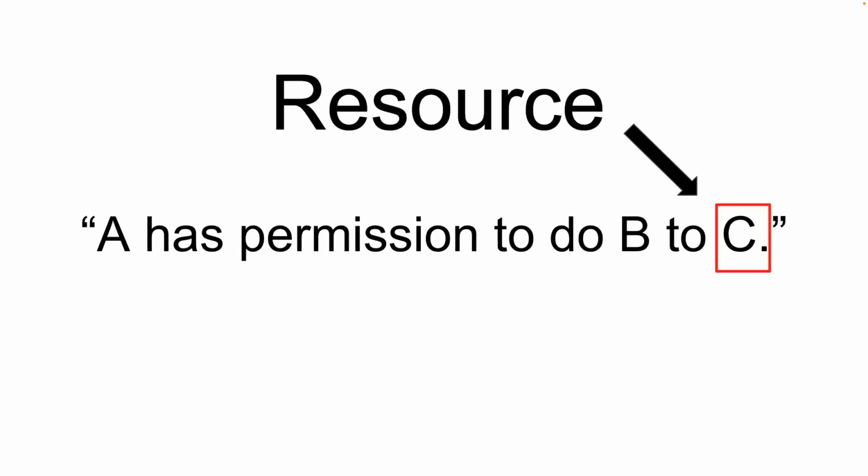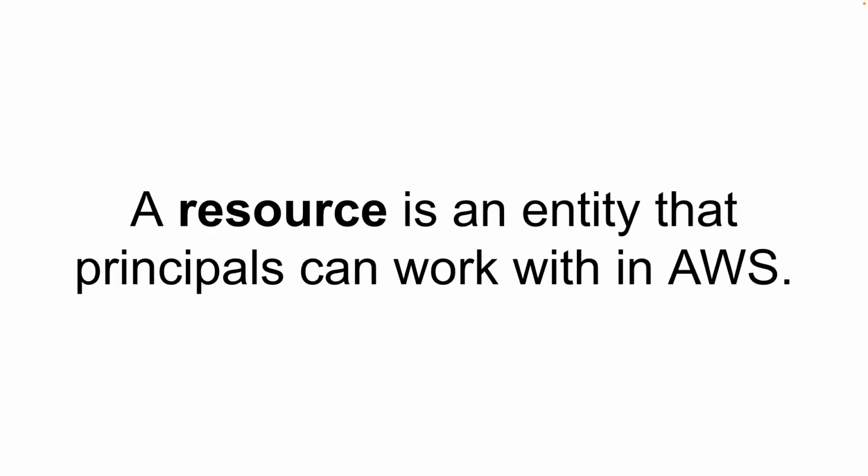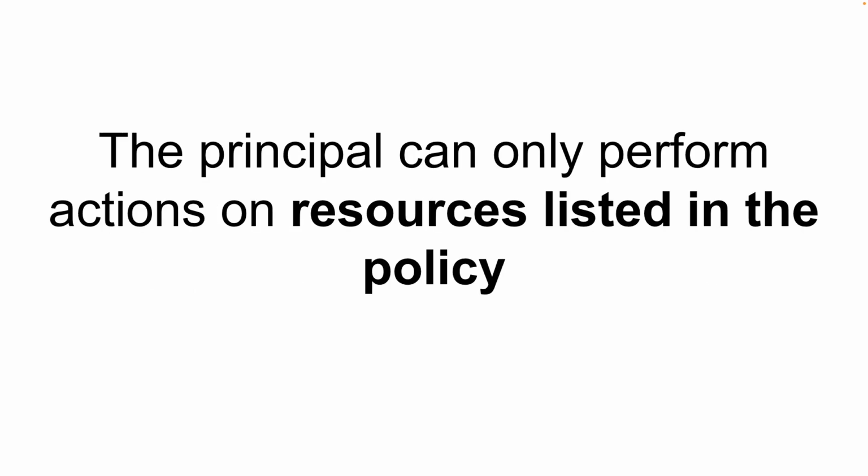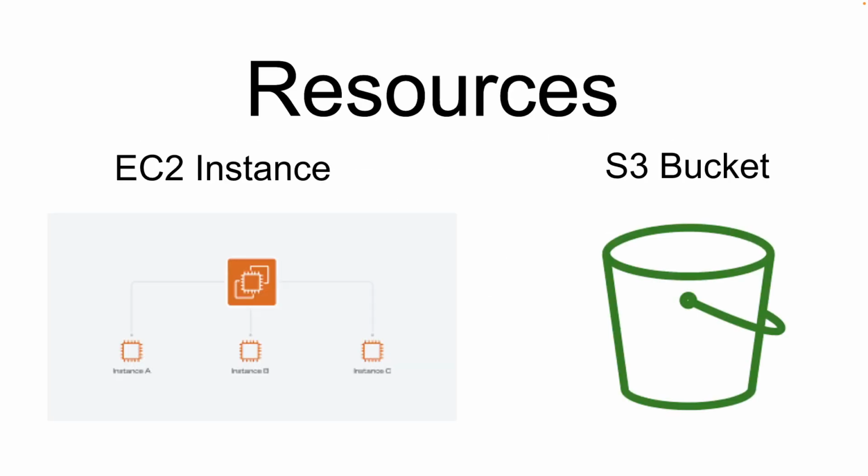And C in our policy statement refers to the resource. A resource is an entity that principals can work with in AWS. The principal can only perform actions on resources listed in the policy. And examples of resources are an EC2 instance or an S3 bucket.